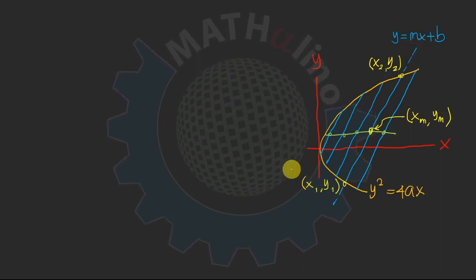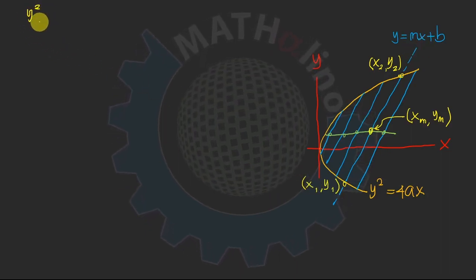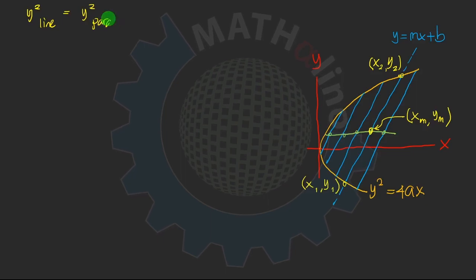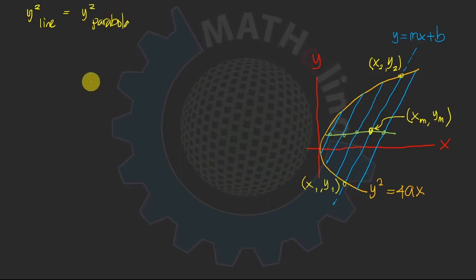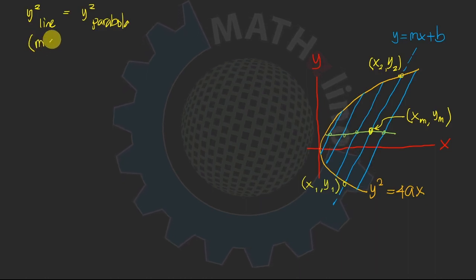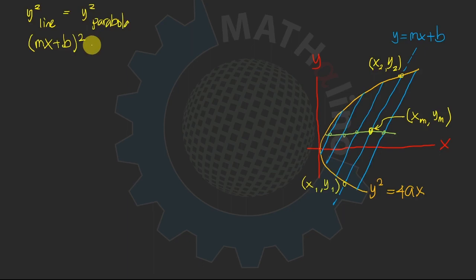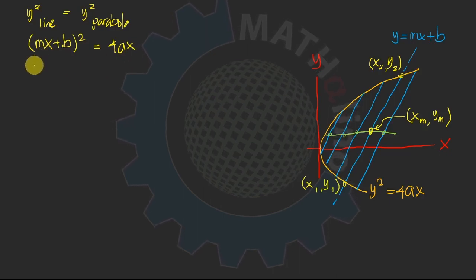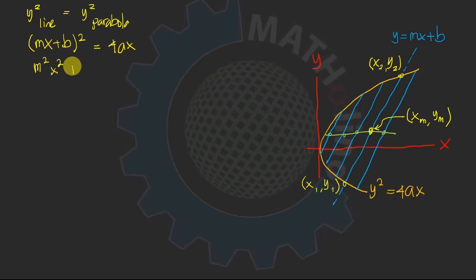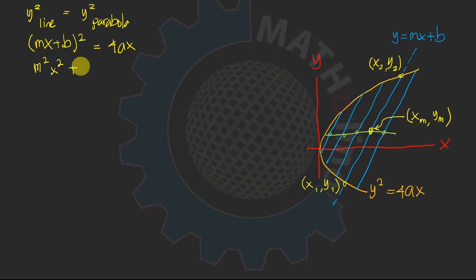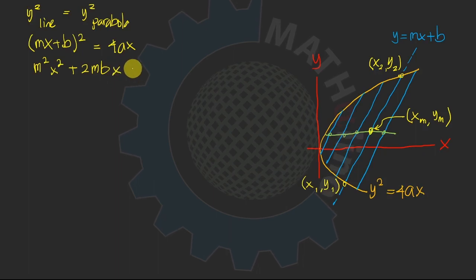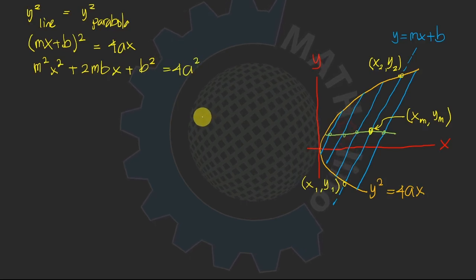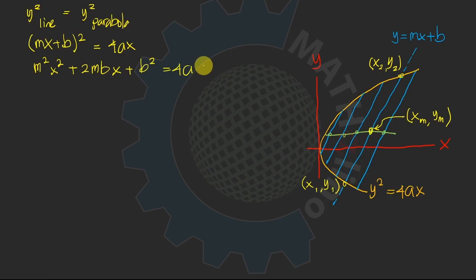Let us simply equate the y squared of the line equal to the y squared of the parabola. What is the y squared of the line? That is (mx plus b) raised to 2, is equal to the y squared of the parabola, just copy that one, 4ax. We can expand this one. m squared x squared plus what? We have 2 times mx times b, that will become 2mb times x, plus b squared is equal to 4ax.